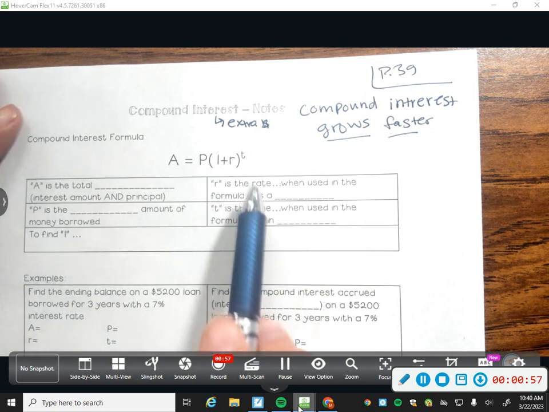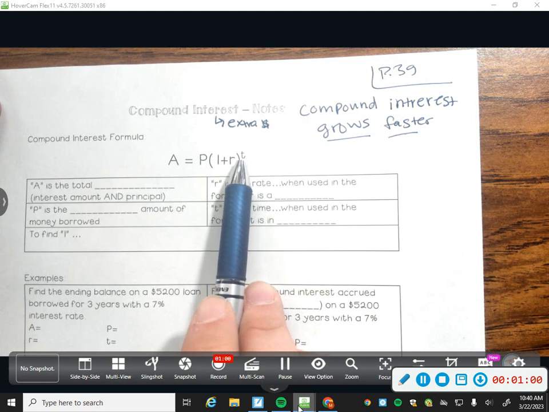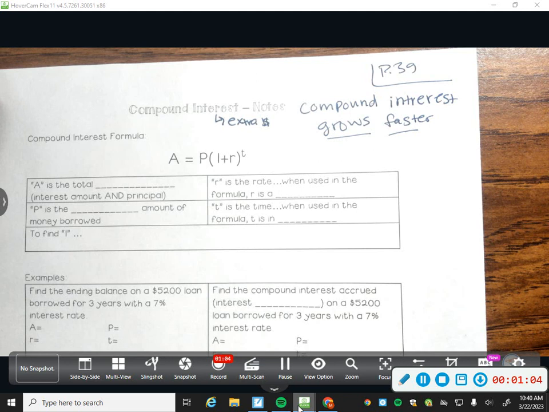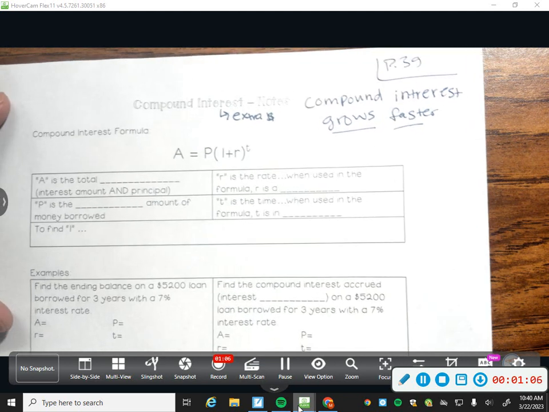That's because we have the time and the exponent here, so the exponent will make our amounts grow faster than just multiplying in the other formula. Okay.